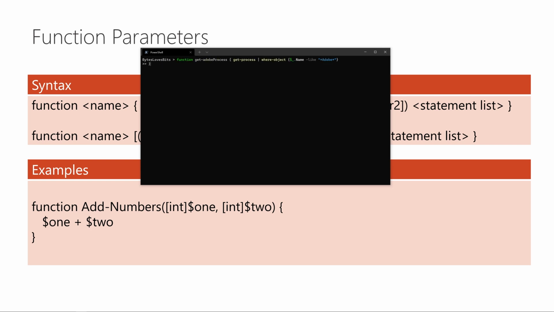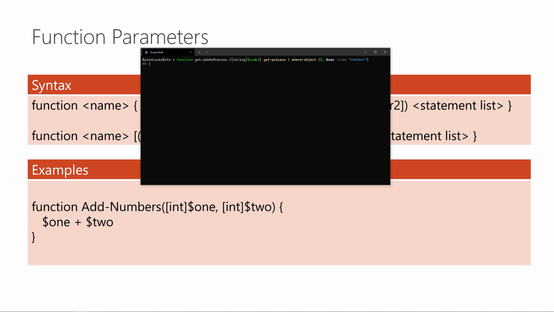And to parameterize this function, I'm going to add parentheses. You'll remember we need the parentheses. And I'm going to make this function accept a string, a typed parameterized value called name. So when we run getAdobeProcess, we're going to supply a name. The function is going to receive a name which we specify.